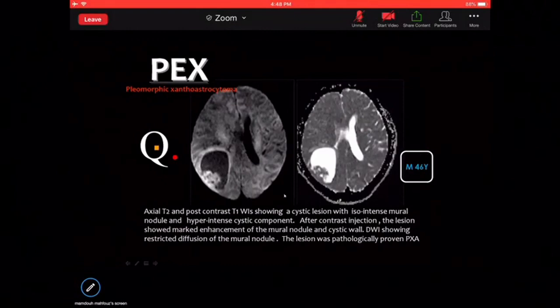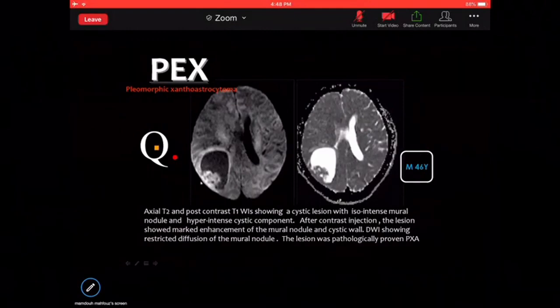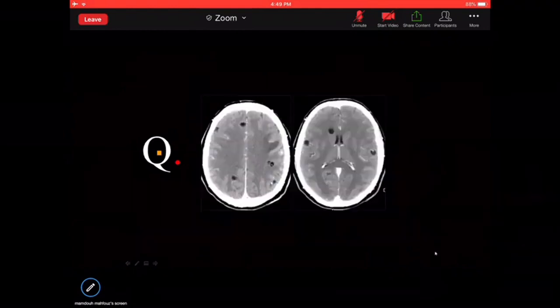This is what I meant before. I said that if you get diffusion restriction, you think of meningioma because of the cellularity. But this was a PXA, and there is diffusion restriction of its solid component.